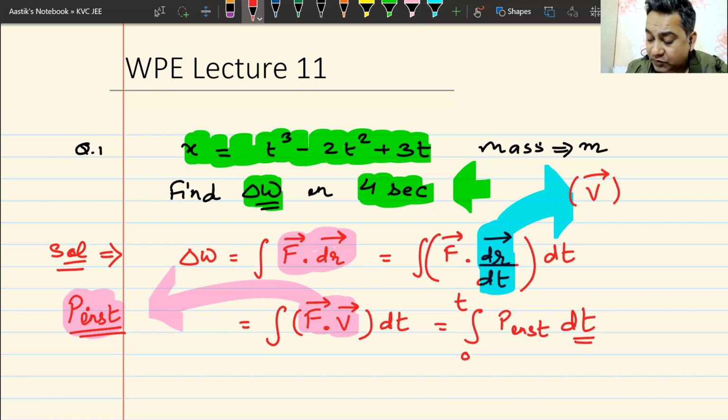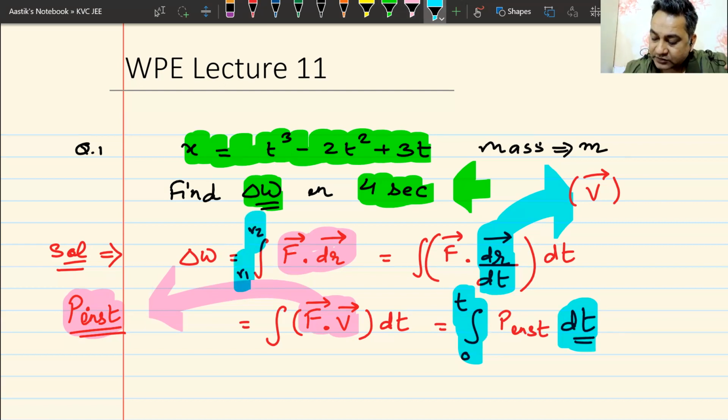So this integral, which was from r1 to r2, in terms of position, now I have changed from a position-based integral to a time-based integral. That is what I have done. Here I was integrating from one position to the other position, and I have changed it into a time-based integral.